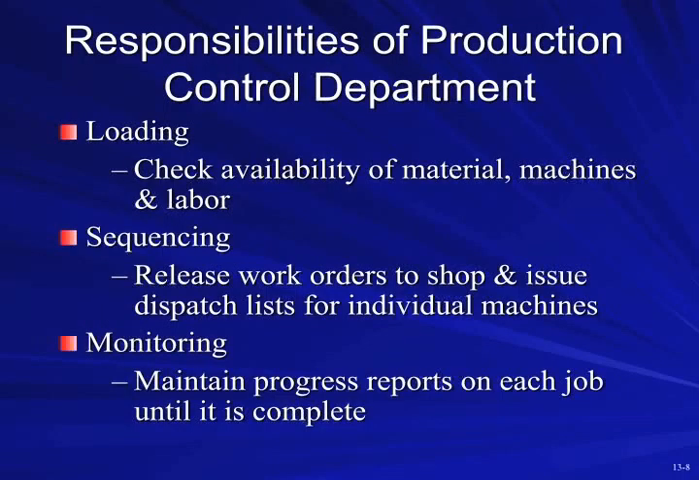The production control department has several responsibilities in this operation. They have to load the machines, check the availability of material, and make sure the labor is available to run. They have to sequence the operations to make sure that the work orders are where they need to be and the sequence of work is done according to plan. And then they have to monitor the operation to make sure everything's going right.